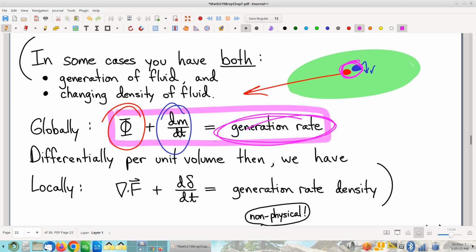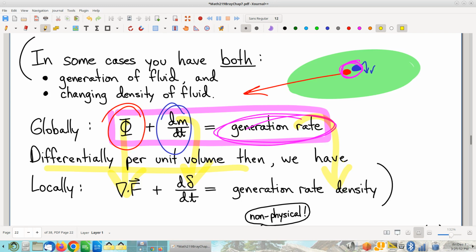So this equation, you can think about this as I like to say, differentially per unit volume. Divergence results from taking flux differentially per unit volume. Mass differentially per unit volume gives you density, right? And then how to interpret that thing on the right side is intuitively a little bit weird. I call it generation rate density. But that's a distraction. We don't need to worry about that.